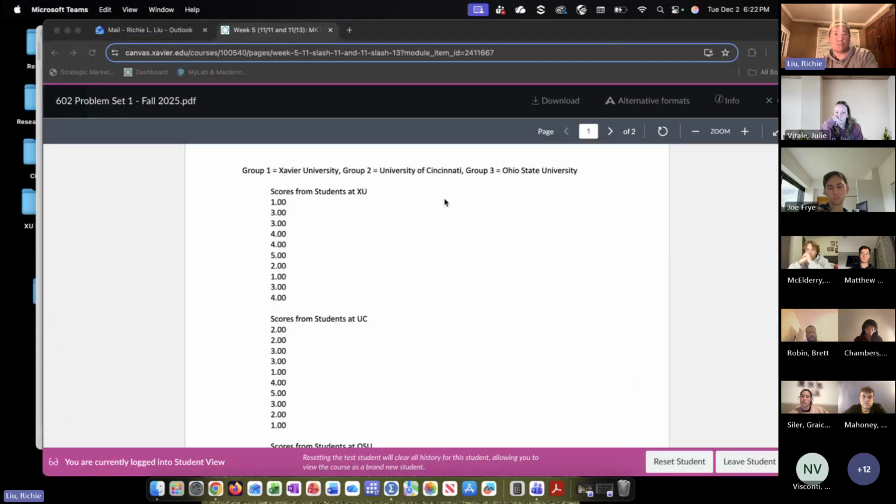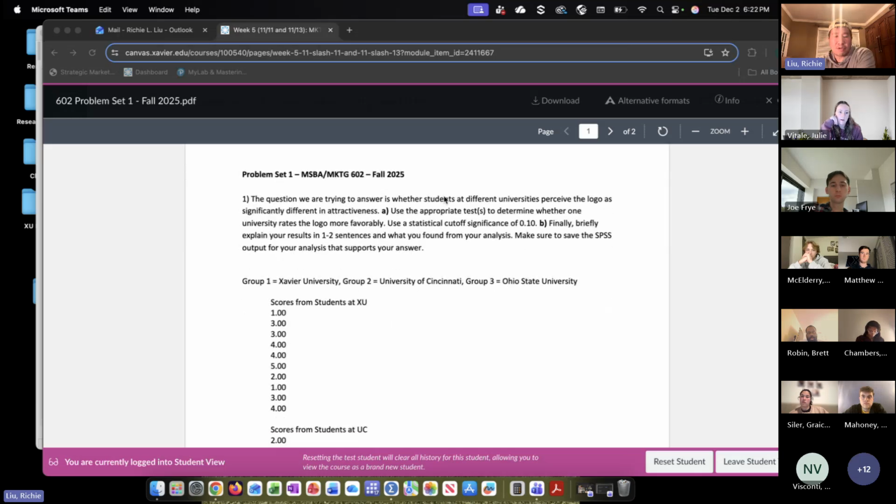All right, so I'll use problem 2 as a backdrop for this. Very similar. You might have 4 groups, you might have 3 groups. You'll be given scores for each of the groups, very similar to how it's set up here. In this case, we have attractiveness of logos. They were all shown. In this case, the group difference here is the actual university itself.